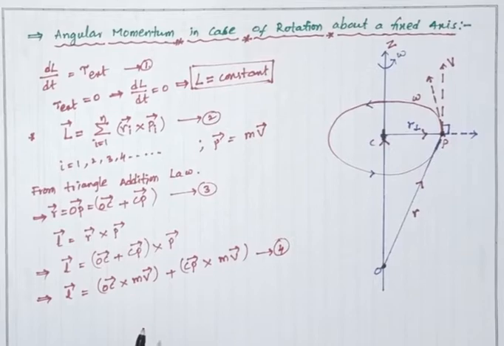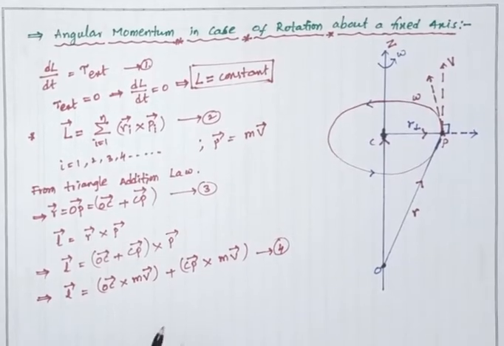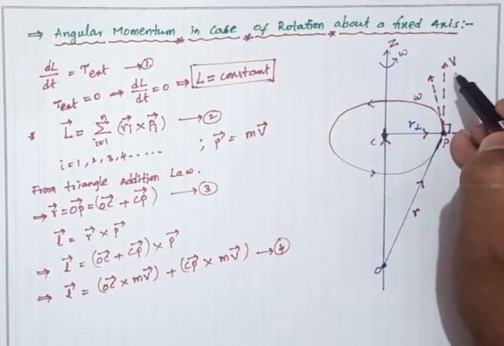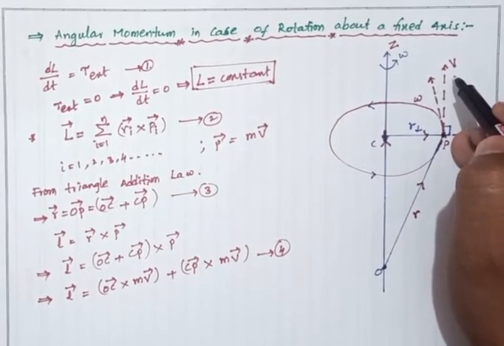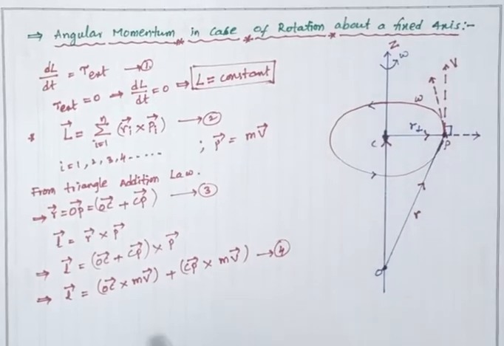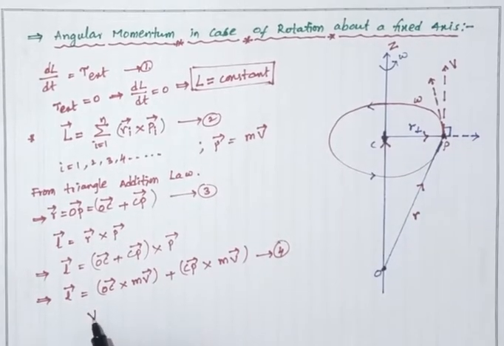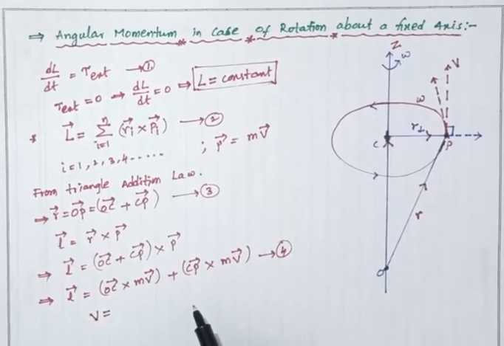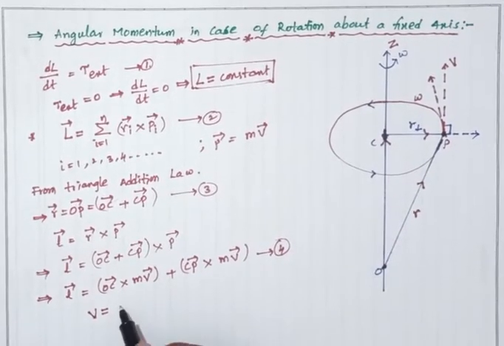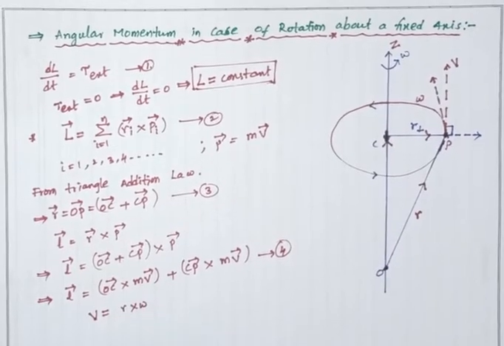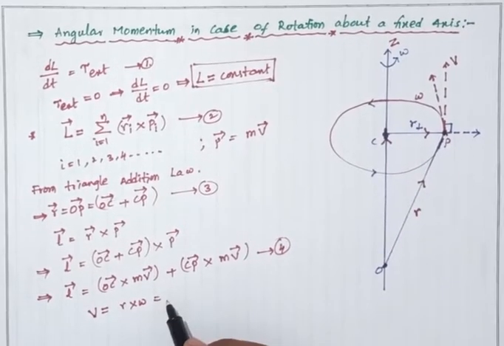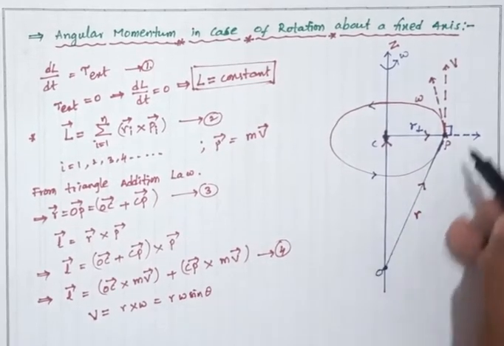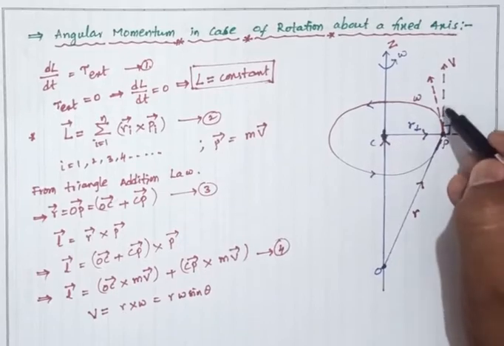But the velocity, so this is the direction of the velocity. So the velocity of the particle is taken as Vi. The velocity of the particle V equals to, so what is the relation between the velocity? Velocity equals R cross omega. So R cross omega is nothing but we can write R omega sin theta. This is the angle between the omega and V.